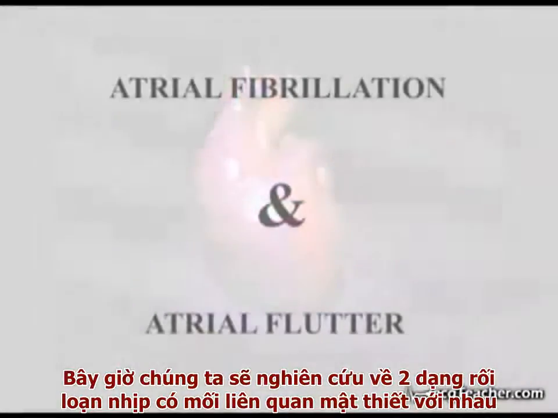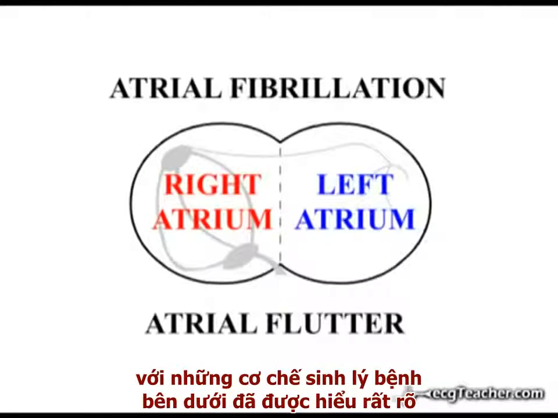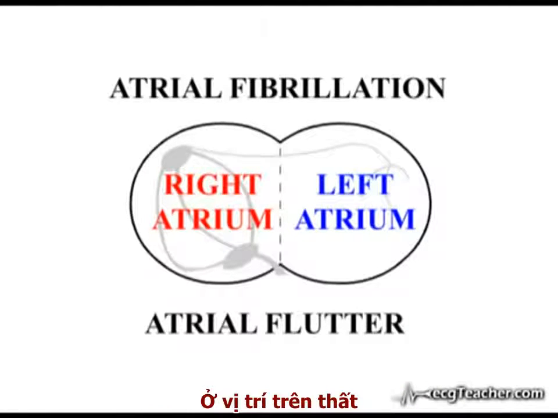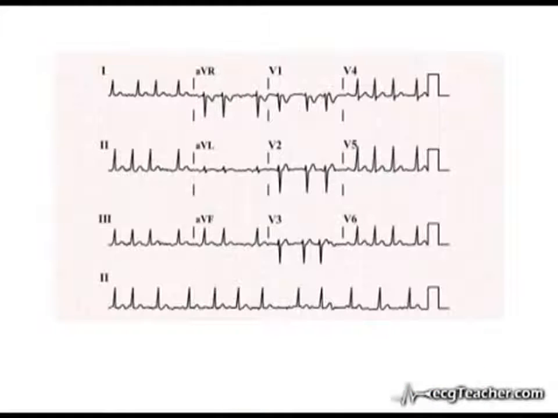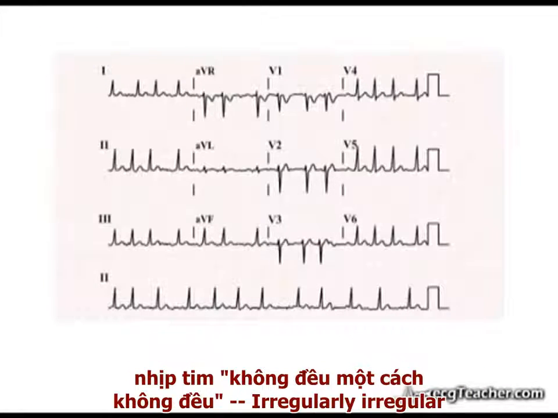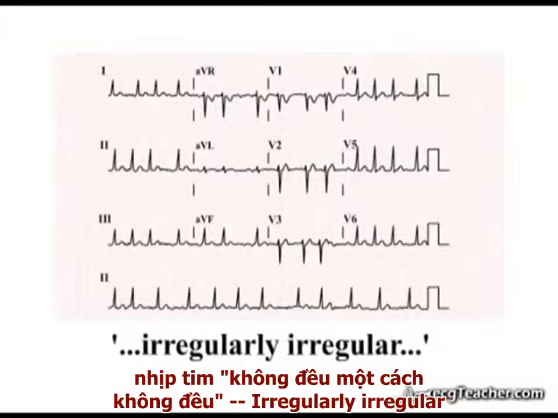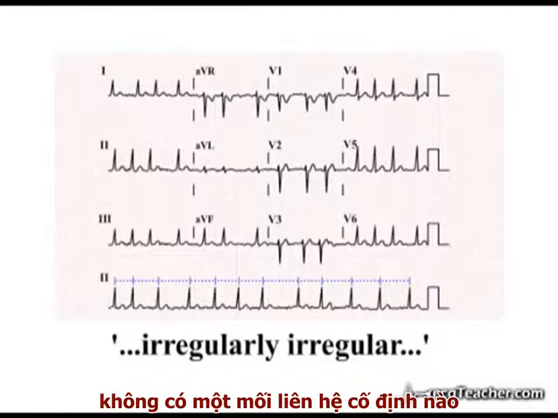We will now consider two closely related arrhythmias with well-defined underlying pathogenic mechanisms arising in the supraventricular region. Atrial fibrillation is a very common and clinically important arrhythmia. The most striking finding on the ECG in this disorder is that the heart rhythm is irregularly irregular, the distance between R waves varying from beat to beat with no discernible pattern.